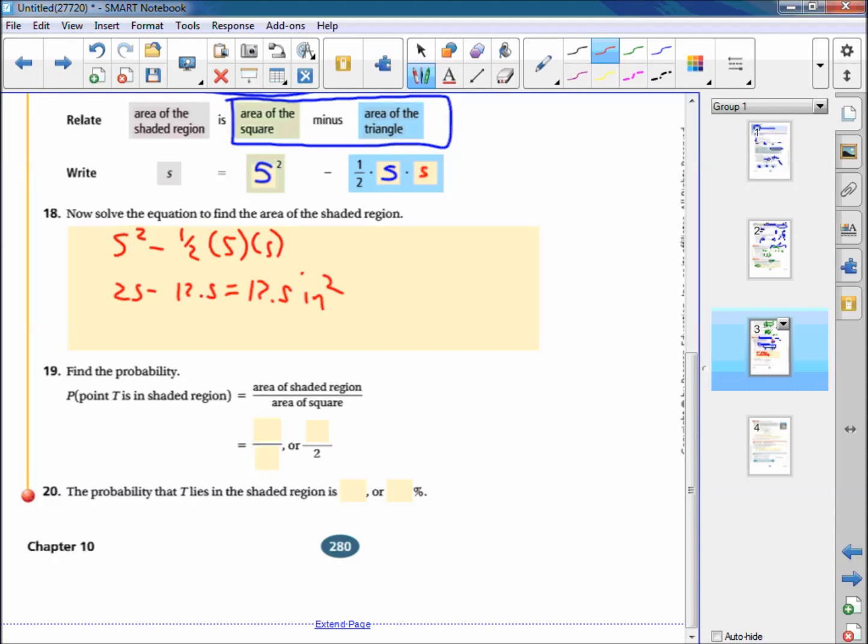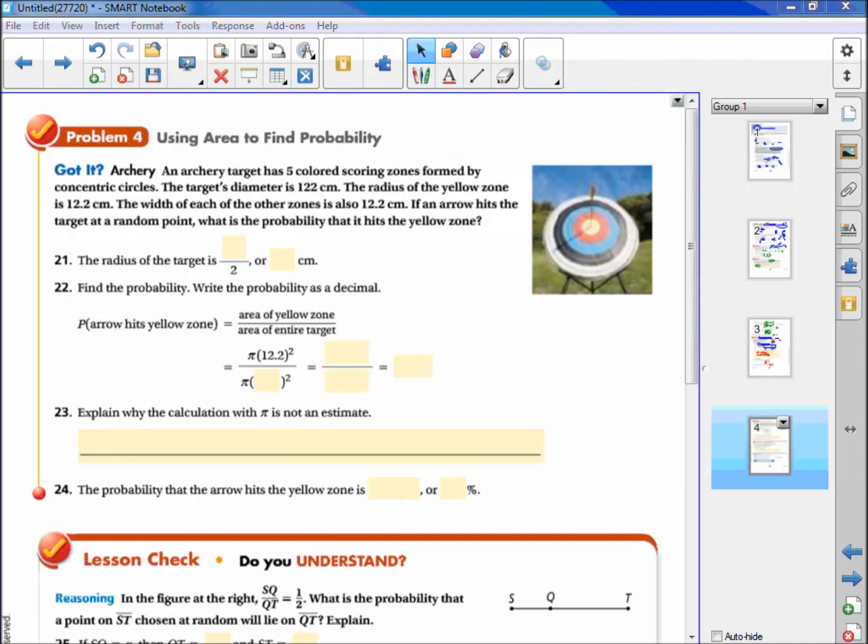So the shaded part is 12.5, but the whole square is 25. So if we reduce that, we're going to get 1/2. So the probability that T lies in the shaded region is 1/2, or 50%, but if you want to write it as a decimal, you could also put 0.5. Okay, on our last page, we have problem number 4, using area to find a probability.